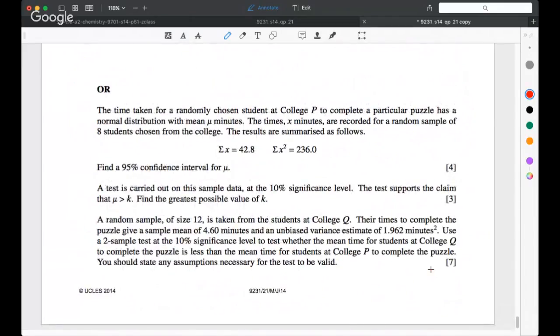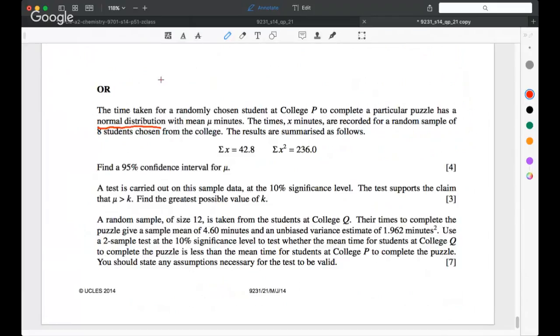Okay. So the second choice of question 11: the time taken for a randomly chosen student at college B to complete a particular puzzle has a normal distribution with mean mu minutes. The times x minutes are recorded for a random sample of 8 students chosen from the college. The results are summarized as follows. Find a 95% confidence interval for mu.